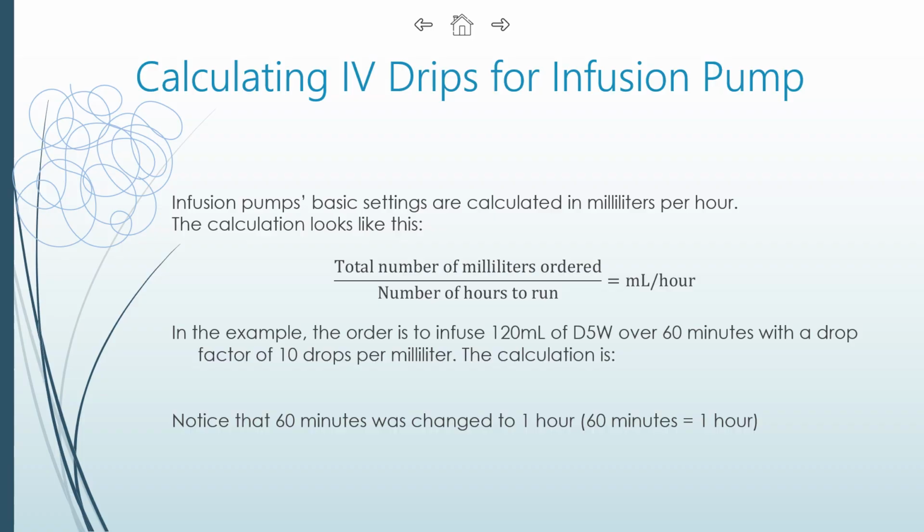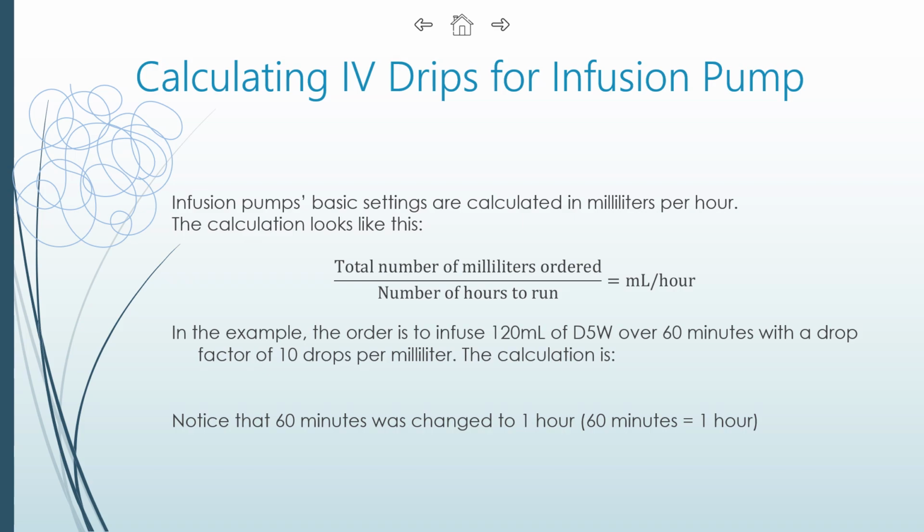Now calculating IV drips for an infusion pump. Infusion pumps' basic settings are calculated in milliliters per hour. The calculation looks like the total number of milliliters ordered over the number of hours to run will equal your mL per hour. So in this example, the order is to infuse 120 mLs of D5W over 60 minutes with a drop factor of 10.